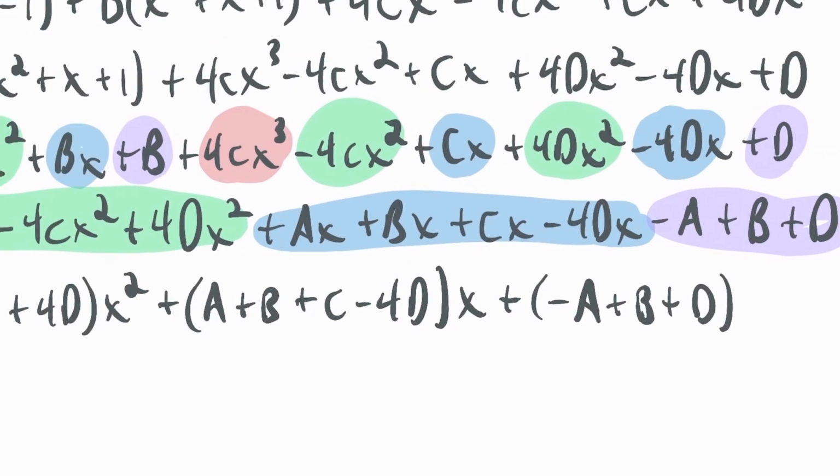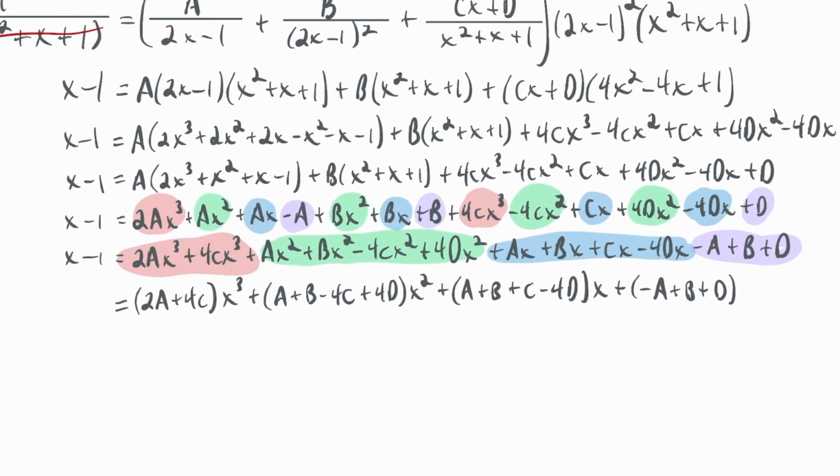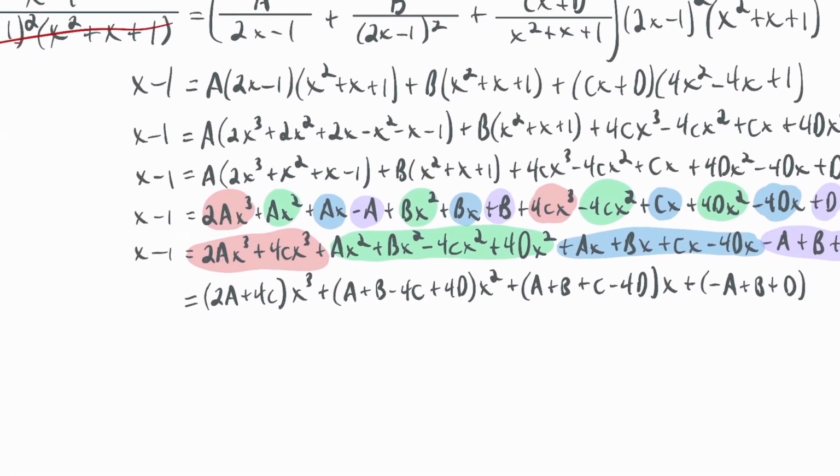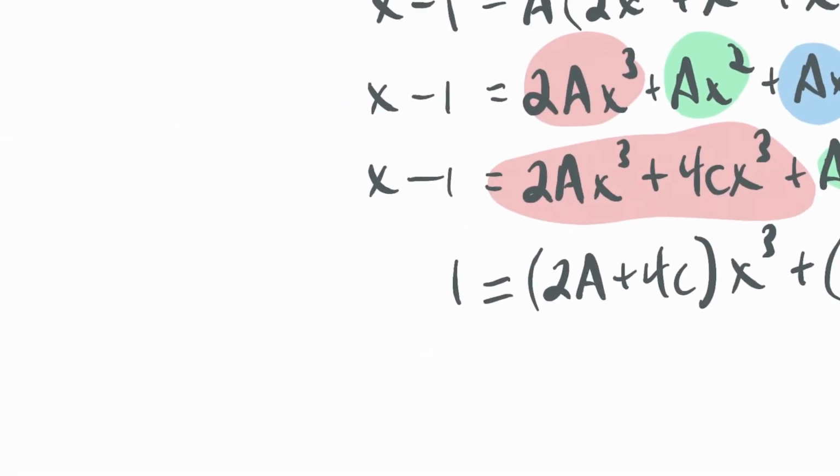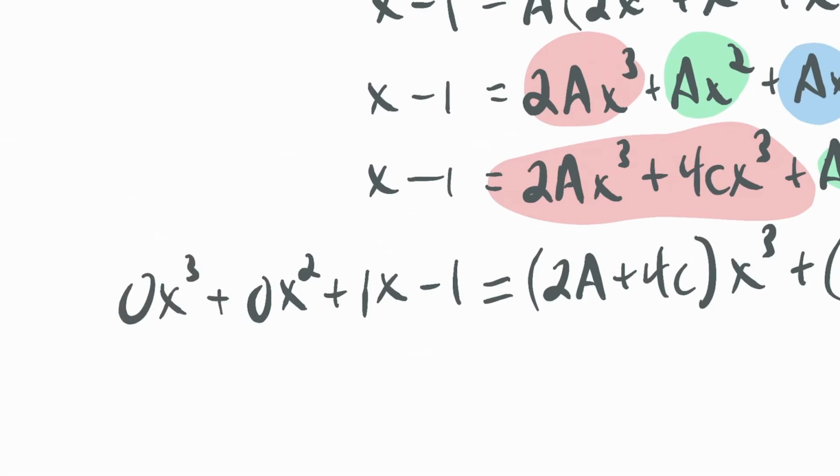Okay. And of course, this is all equal to x minus 1. Now on the left, I want to represent every term with a coefficient. So negative 1 would be the constant term. 1 is the linear term. 0 is the quadratic term. And 0 is also the cubic term, right?